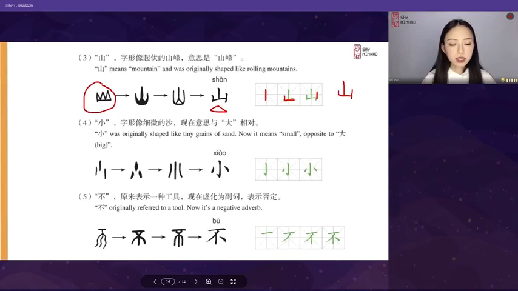Try to write it again. A vertical turning and then a vertical.